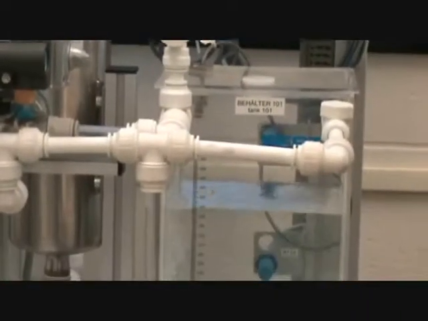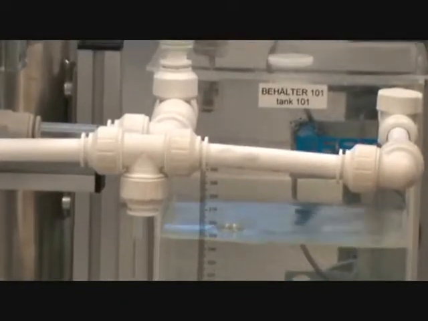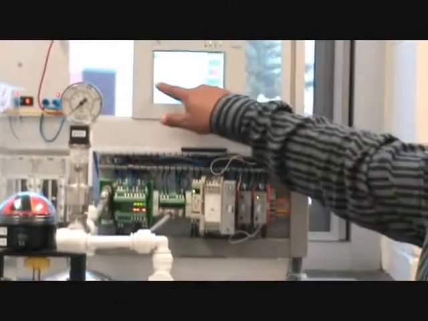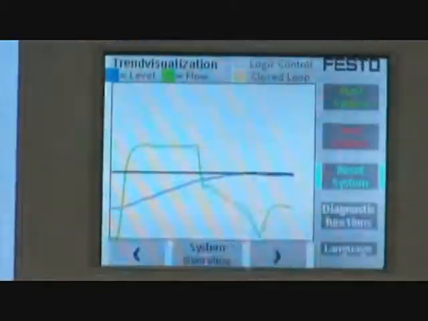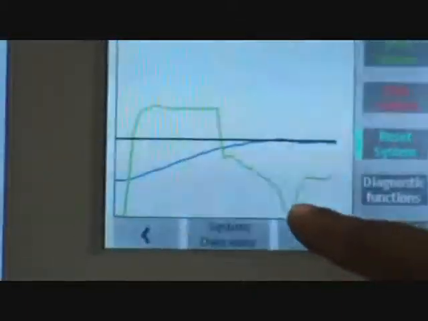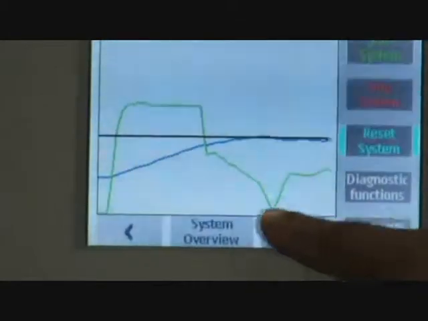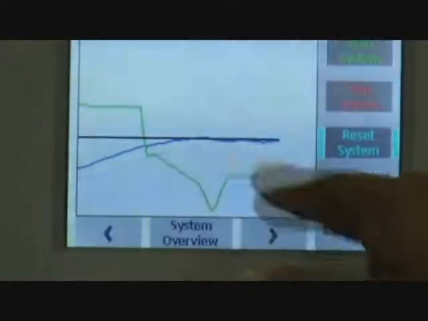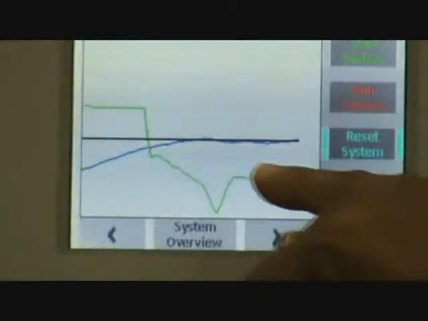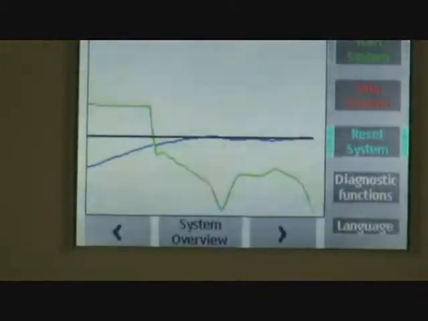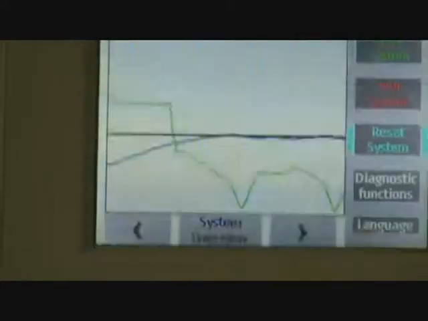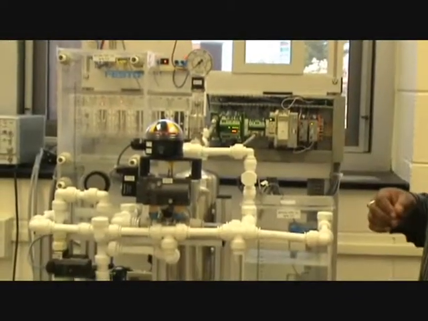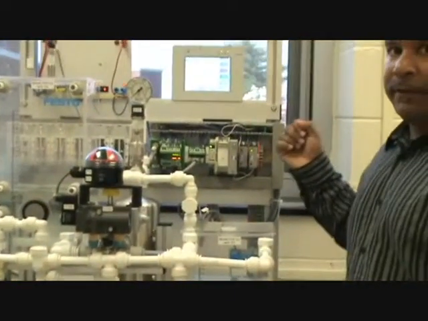Now this can be seen on the screen. If you look at the screen, the black line shows the set point, which is 129 millimeters. The green line shows the flow rate, and the blue line shows the actual level. Now the actual level has pretty much reached the set point. To maintain the set point, both the pump and the process valve work together at 129 millimeters. So that is in brief a PLC control.